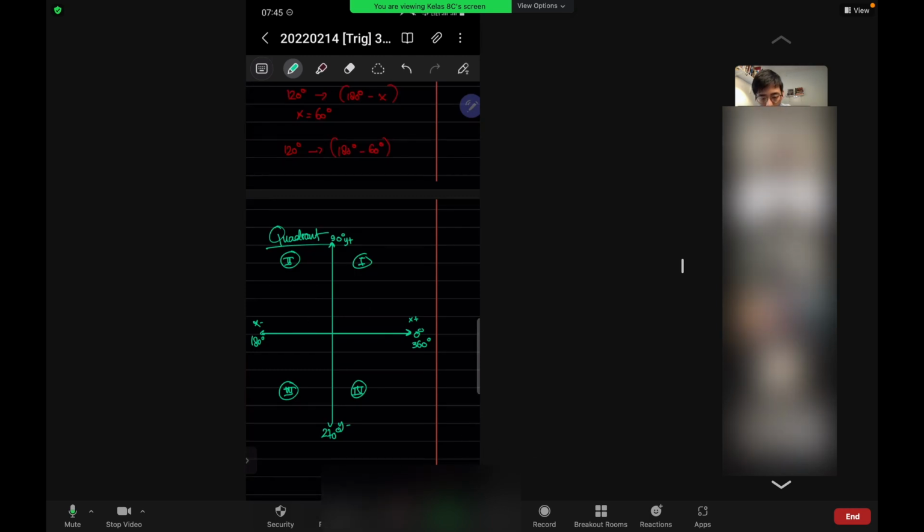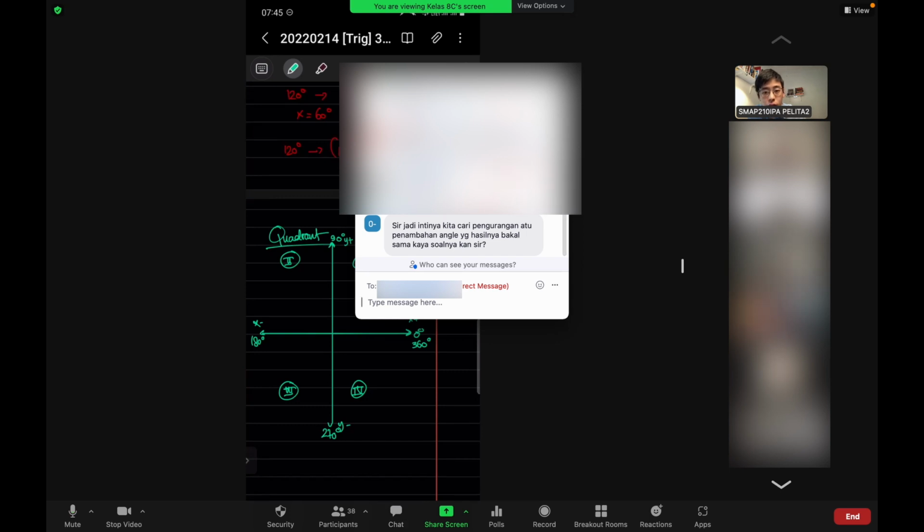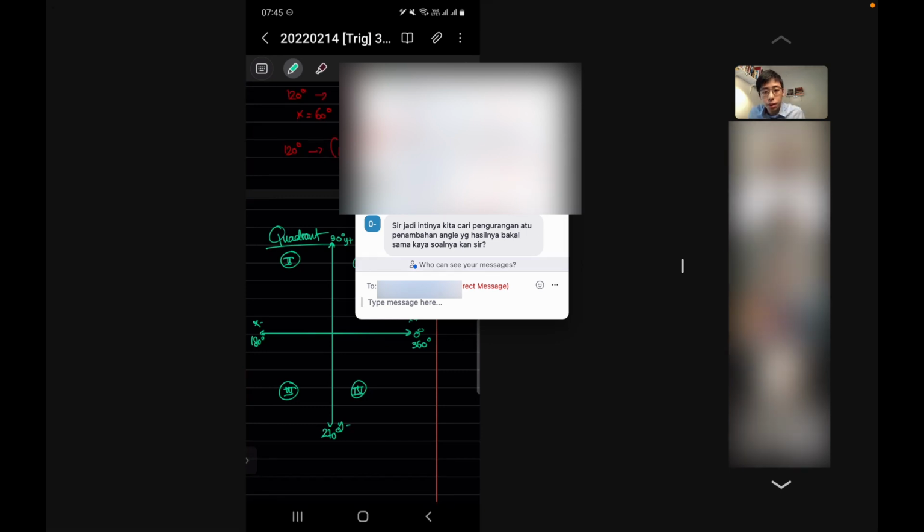Wait a minute, we have a question here. Sir, jadi intinya kita cari pengurangan atau penambahan angle yang hasilnya bakal sama kayak soalnya. Iya, betul. Poin referensinya adalah 180 derajat atau 360 derajat.